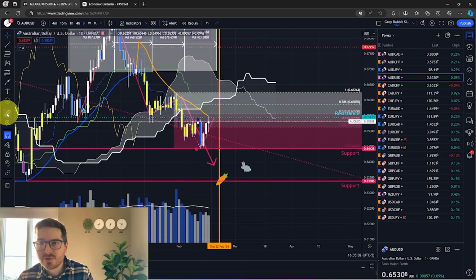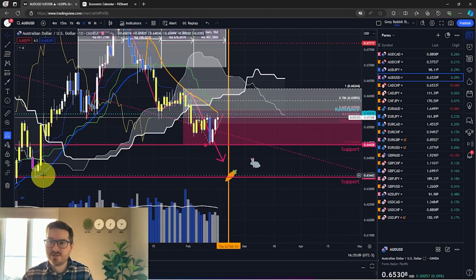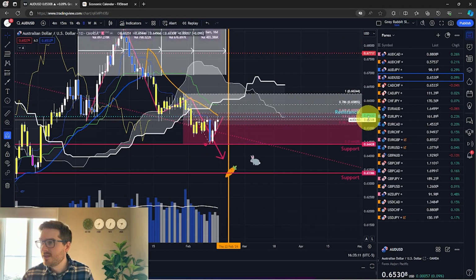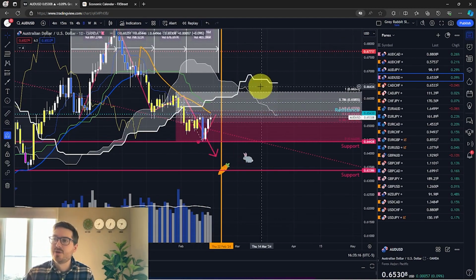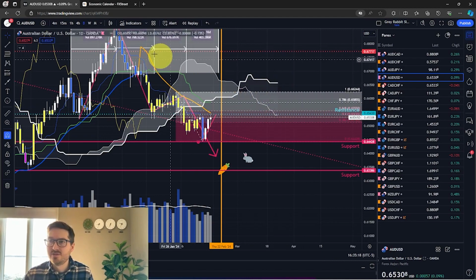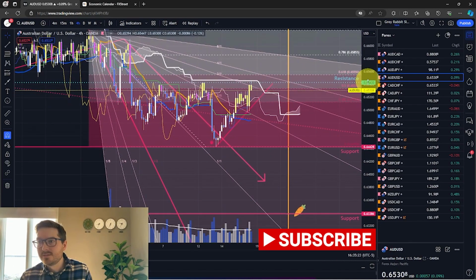Now, from the current price, we've got 195 pips to the carrot down here at this next major support level. So this is looking really good. This looks like the beginning of a new trend, and this bearish Kumo cloud is looking very good structure-wise.